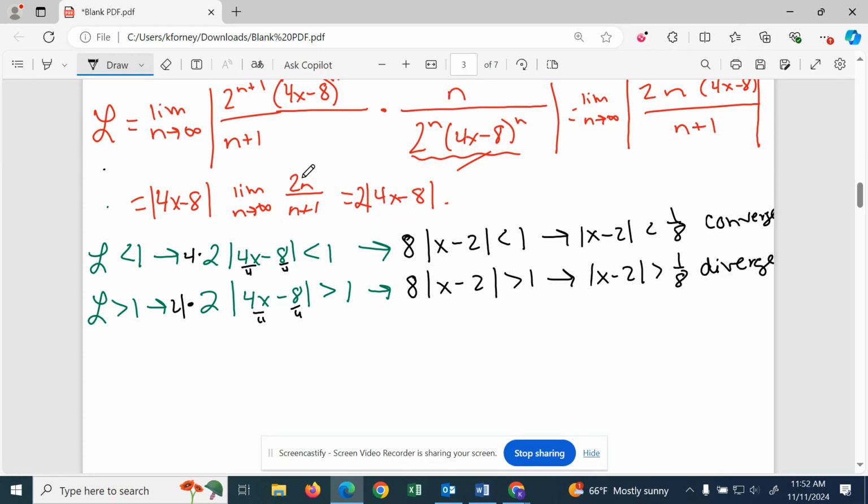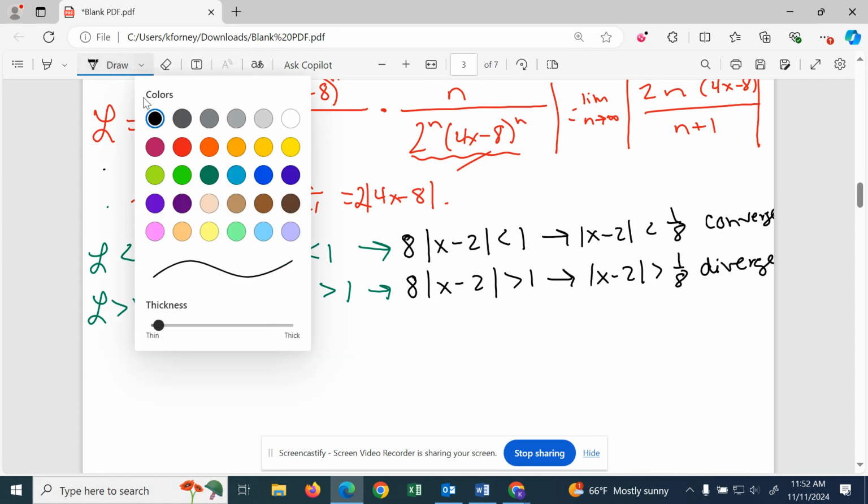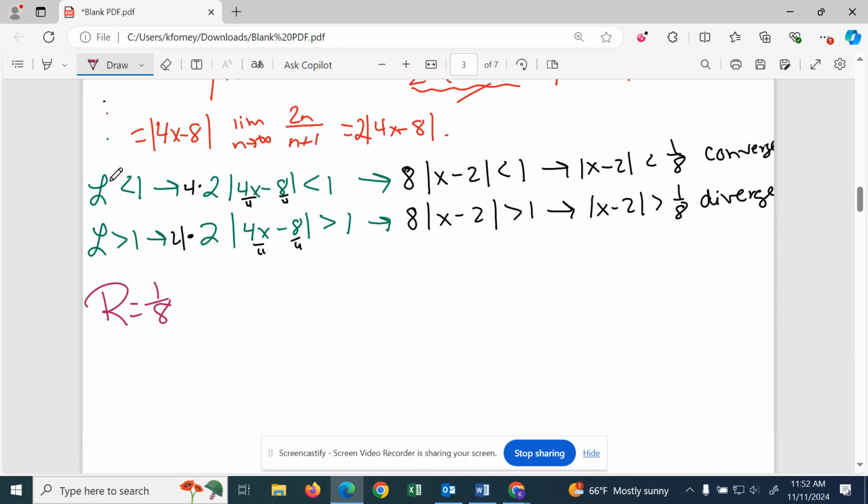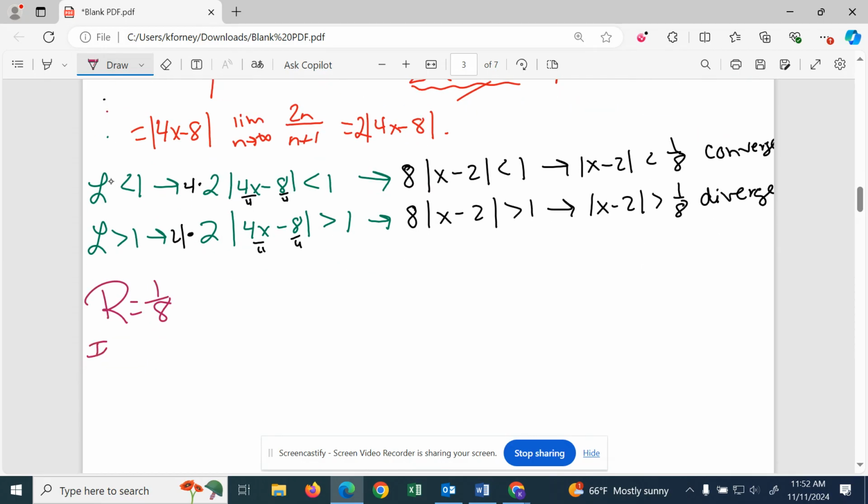Okay, so now note that the radius is 1/8. So r is equal to 1/8. So now we want to find the interval of convergence.